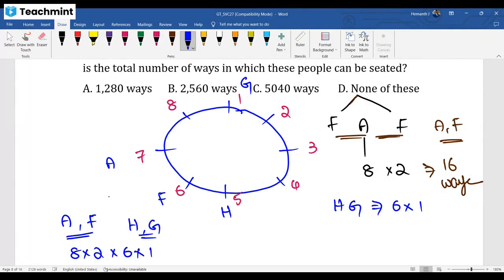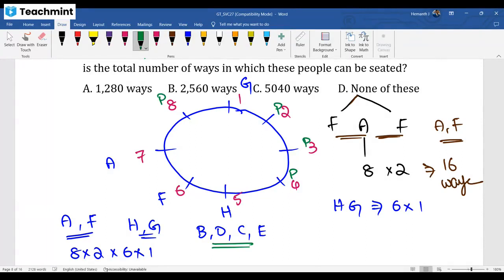Now the remaining people are B, D, and what is left over is C and E. So now we have 4 slots. B and D never together means, among the remaining people, B can occupy, let's say, this slot. Depending on the slot, your answer will vary. That's why I'm putting in all the cases.